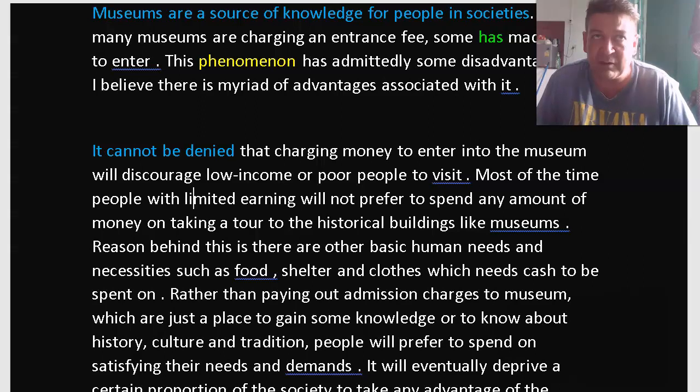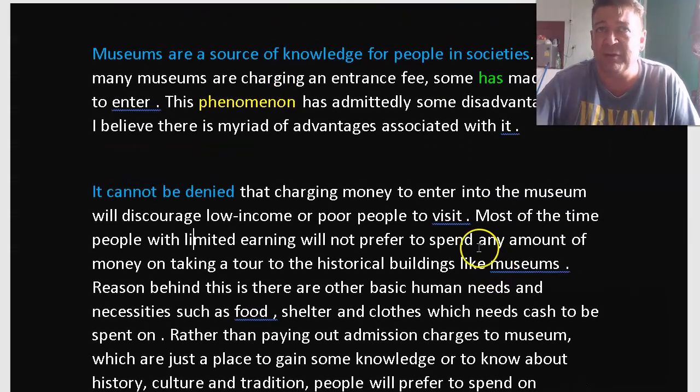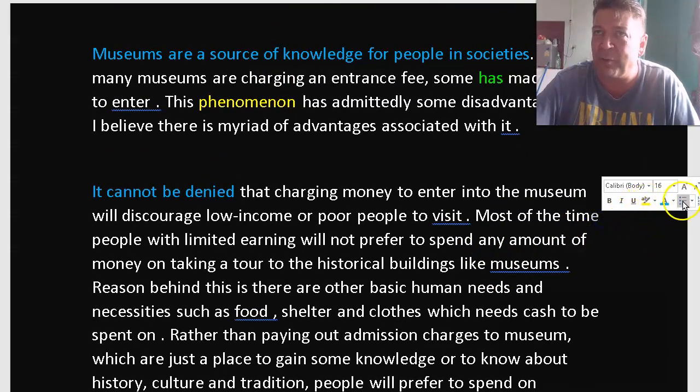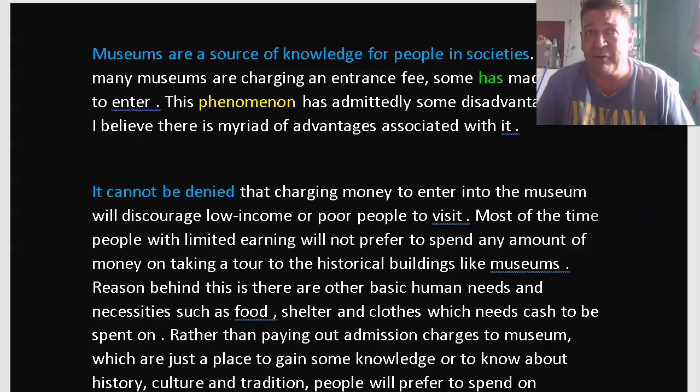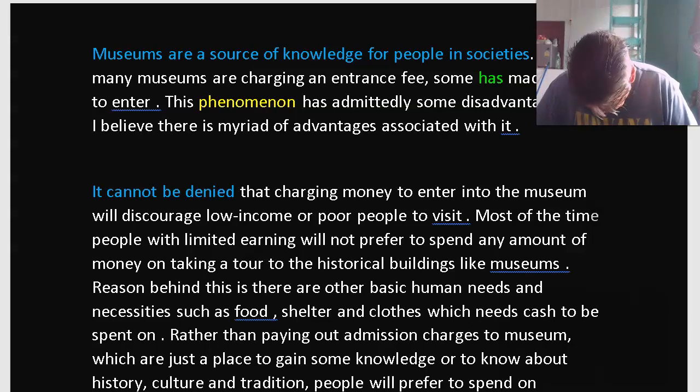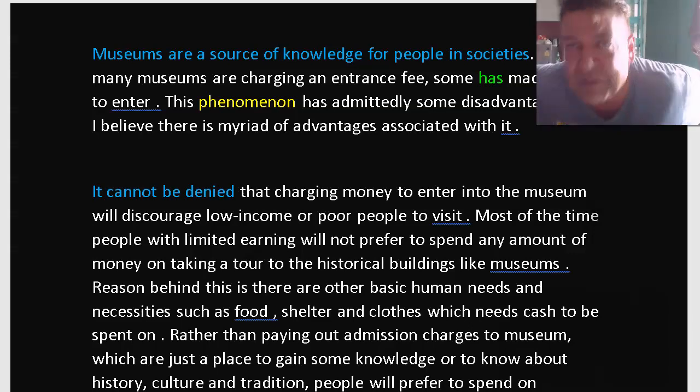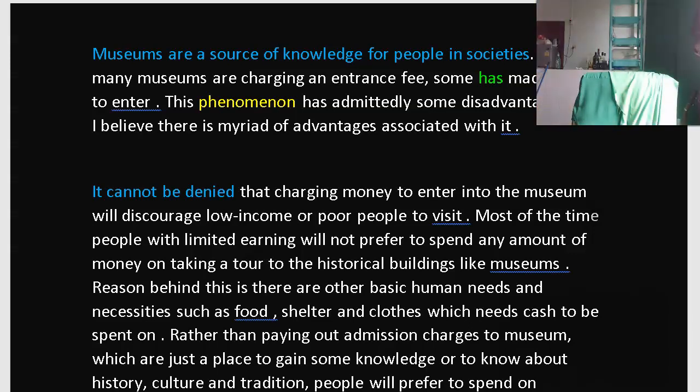Most of the time, comma, people with limited earning will not prefer. What is this prefer thing that I keep seeing? Prefer or do not. Most of the time, people with limited earning do not to spend any amount of money on taking a tour to the historical buildings like museums. We're talking about historical buildings. What do they spend their money on, huh? Food?